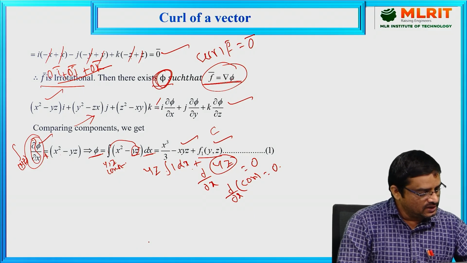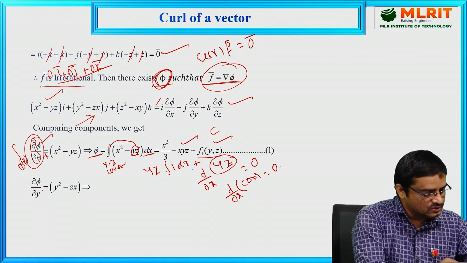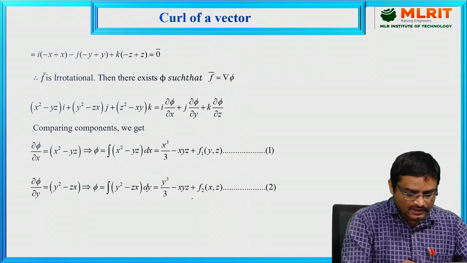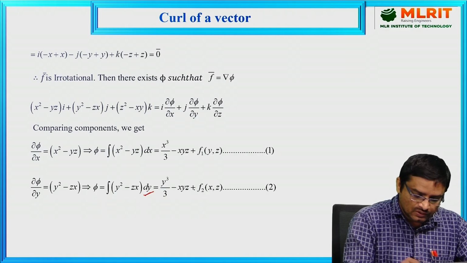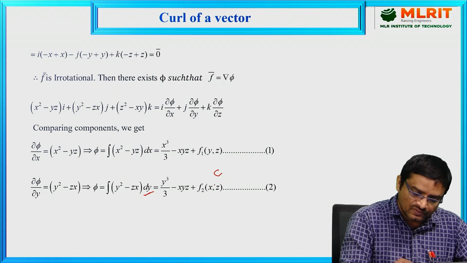And similarly, take dou pi by dou y and apply the partial integration with respect to y in order to get pi here. So you will get here. Since you are applying the integration with respect to y, you may get a constant value, or you may get a function in terms of xz.